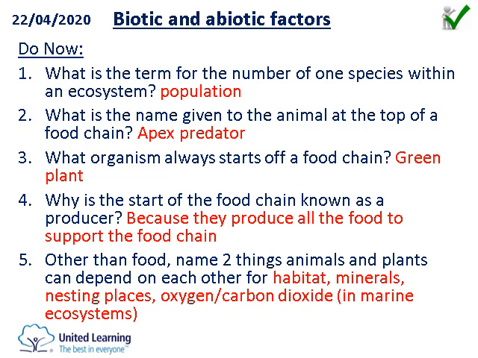Any that you didn't get, in a different colour pen, what I would like you to do is put it into a full sentence so that you're actively thinking about your feedback. So for example, for number 3, if I didn't get that one right, I would say an organism that always starts off a food chain is a green plant. Take as long as you need to improve your answers, and then resume the video once you're ready.